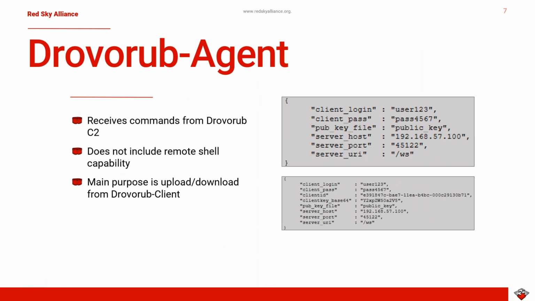The agent executable receives commands from its configured C2. It includes much of the same functionality as the Drovorub client, except for that remote shell capability. The agent also isn't packaged with the kernel module rootkit. The purpose of the agent is to upload and download files to and from infected devices and to forward network traffic through port relays. The image at the top is an example of the initial agent configuration file. The image below shows the file after the agent has been registered with the Drovorub C2. As you can see, it's assigned the client ID and a base64 encoded client key.